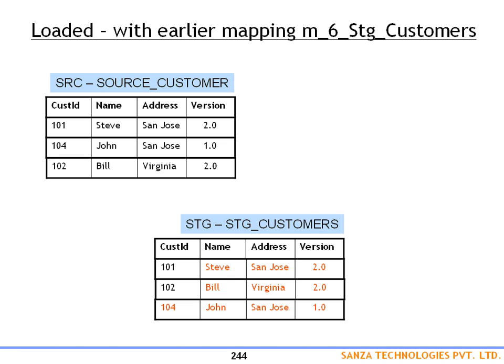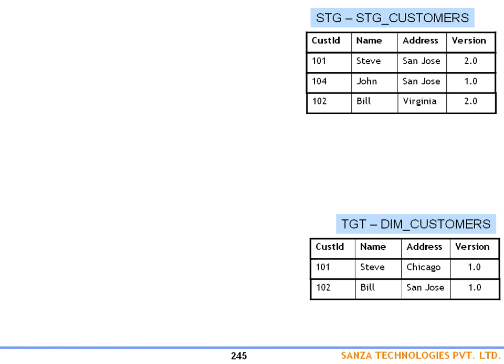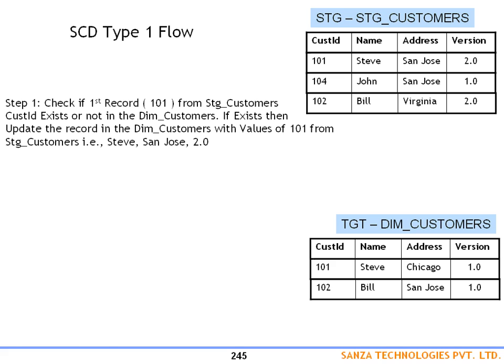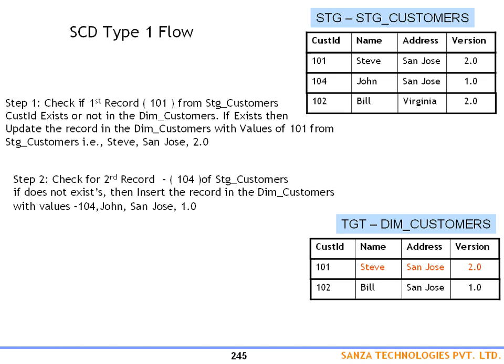Let's assume you then loaded the data into the customer mapping. Now we are going to create a mapping to extract data from the stage customer table and load the data into the dimension customer table. The 101 record exists. It is coming from my stage customer table. If it exists, then update the record in the dimension customer table for that customer. So you go and update it. Then the second record comes in. Check whether 104 exists or not. If it does not exist, then you insert the record into the dimension table.